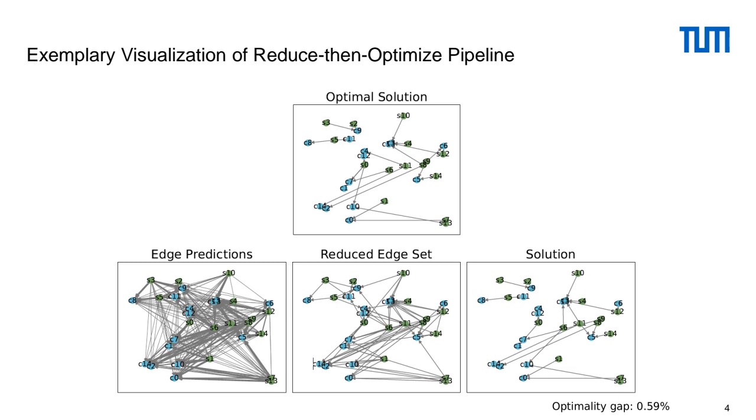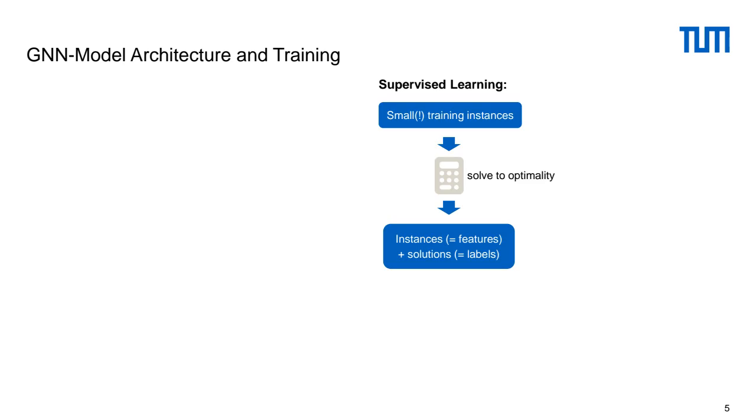So to get at least a good solution, we need to have a good predictor. And we decided to use graph neural networks and train them with supervised learning. So let's have a look at the training pipeline first. What we do is we generate a sufficiently large data set of small training instances. It's important that these training instances are small because we then solve them to optimality and record the optimal solutions. So this gives us instance solution pairs.